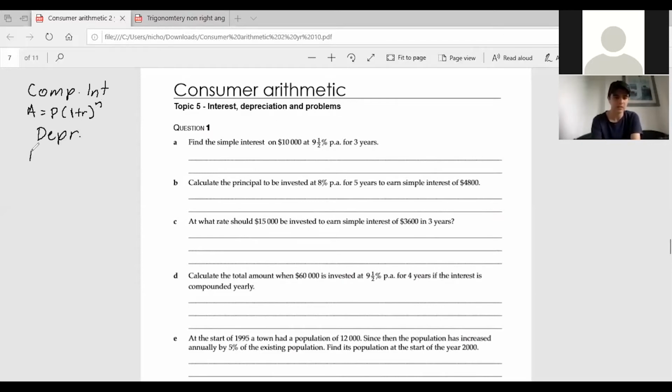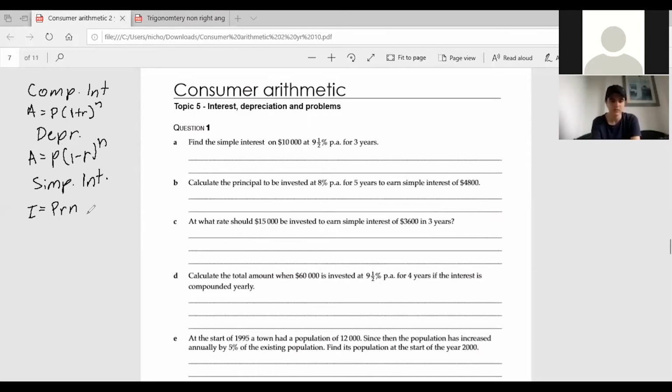That's A is equal to P bracket 1 minus R to the power of n. Perfect. And simple interest? That's I is equal to PRN.